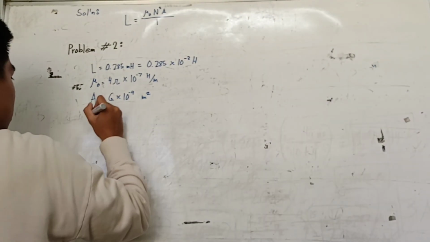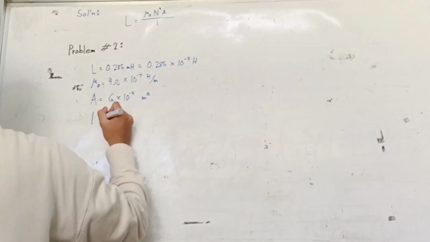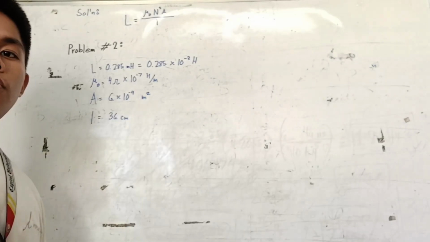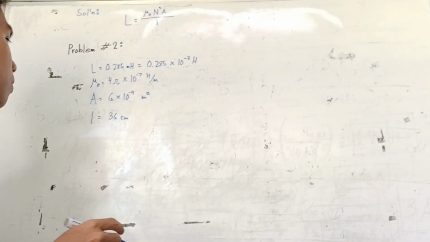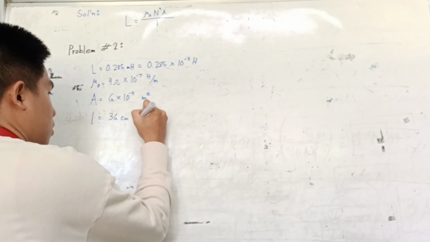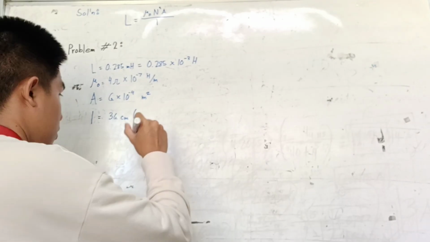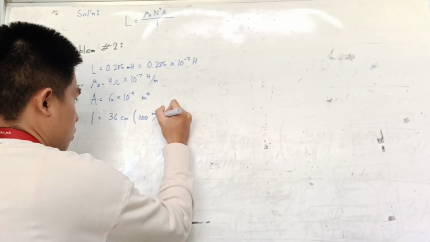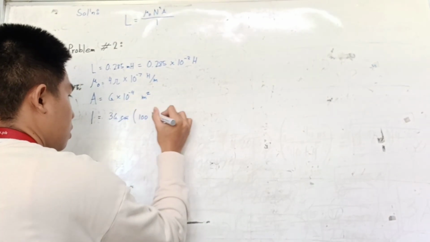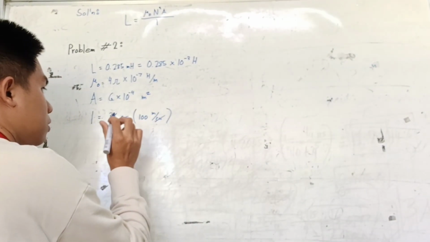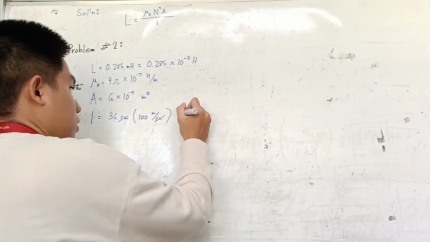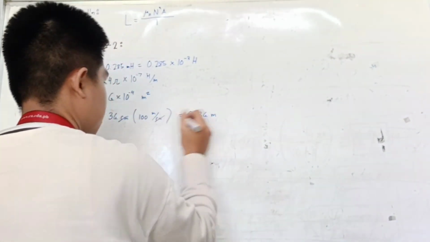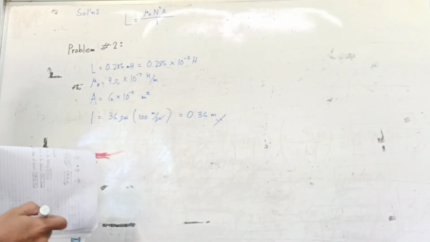And for our length, 36 centimeters, we need to convert it to meters. So, 36 divided by 100 meters per centimeter, so the units cancel. 36 divided by 100 is equal to 0.36 meters. Now, we need to solve for turns.